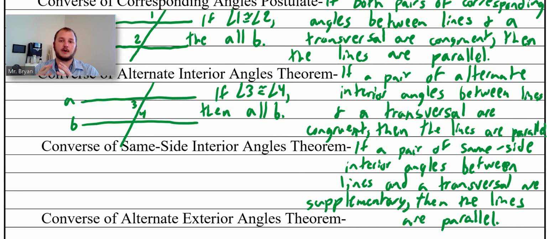Okay, so that would be my statement there. If a pair of same side interior angles between lines and a transversal are supplementary, if they fit what they should be, then the lines have to be parallel.